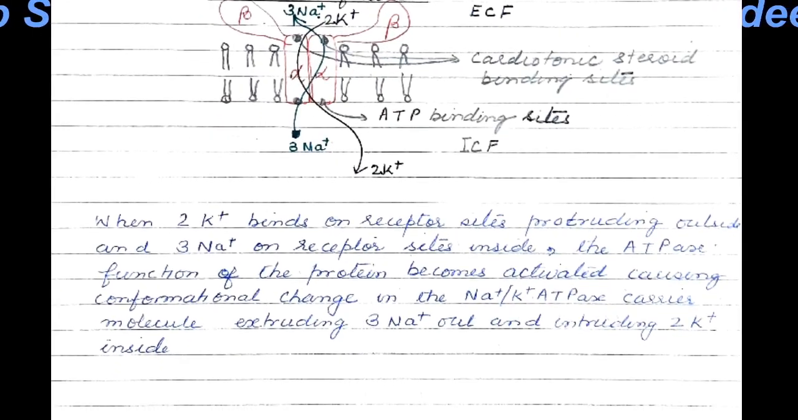When 2 potassium bind on receptor sites protruding outside and 3 sodium on receptors inside, the ATPase function of the protein becomes invoked, and this activation causes a conformational change in the sodium potassium ATPase carrier molecule, like the permease which was involved in facilitated transport. This extrudes 3 sodium out and intrudes 2 potassium inside.